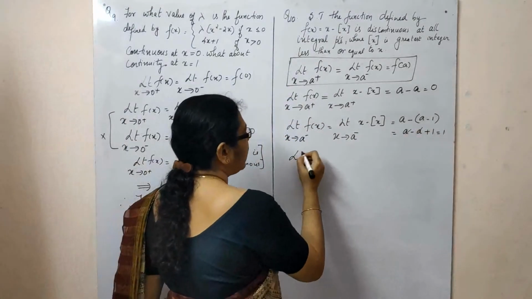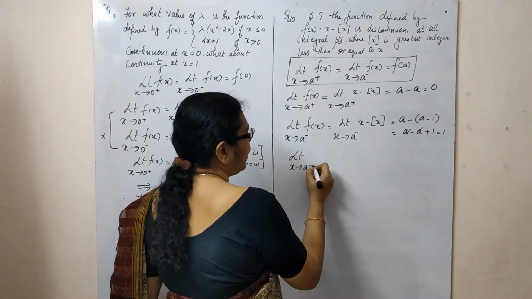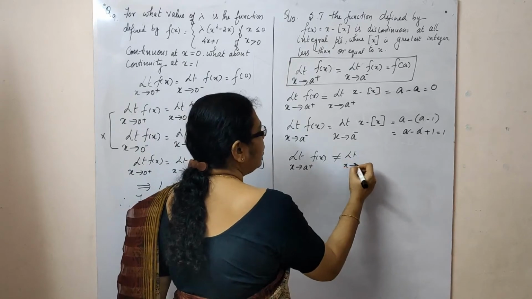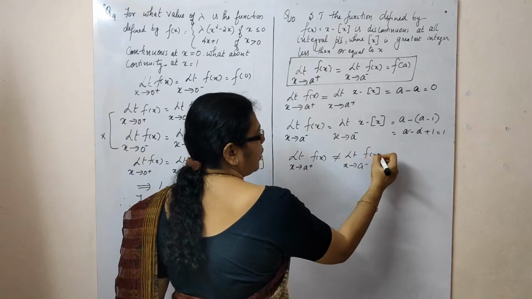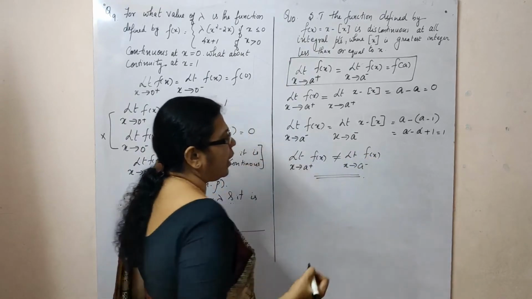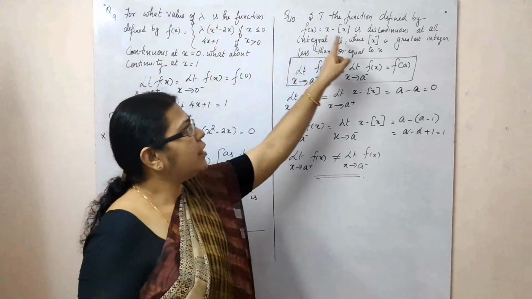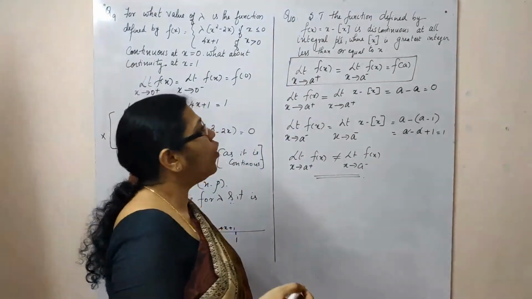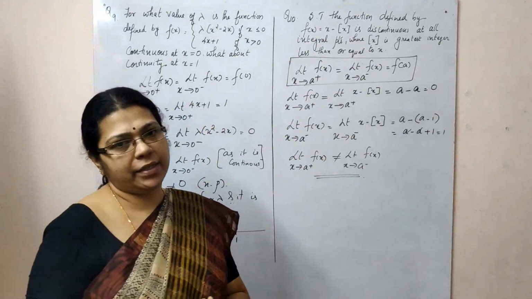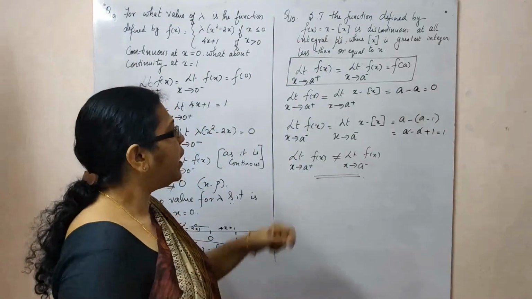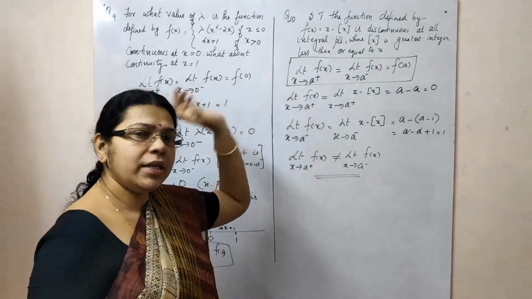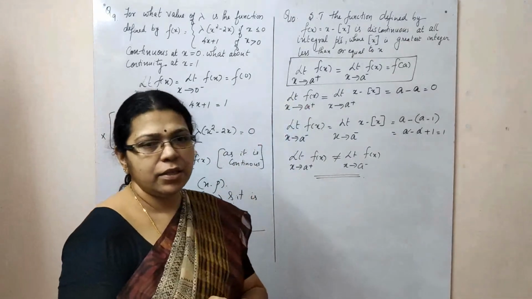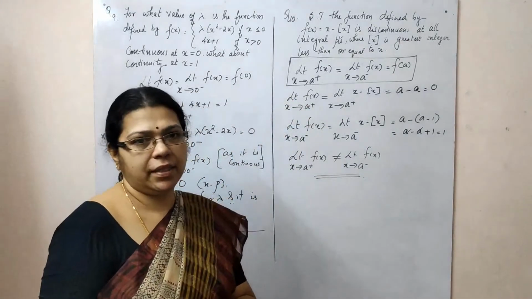Here I see that limit x tends to a plus f of x is not equal to limit x tends to a minus f of x. So the function given is not continuous, or is discontinuous, at all integral points of x. So here I have taken a. In all other cases I have taken it as c. Here also you can take it as c.